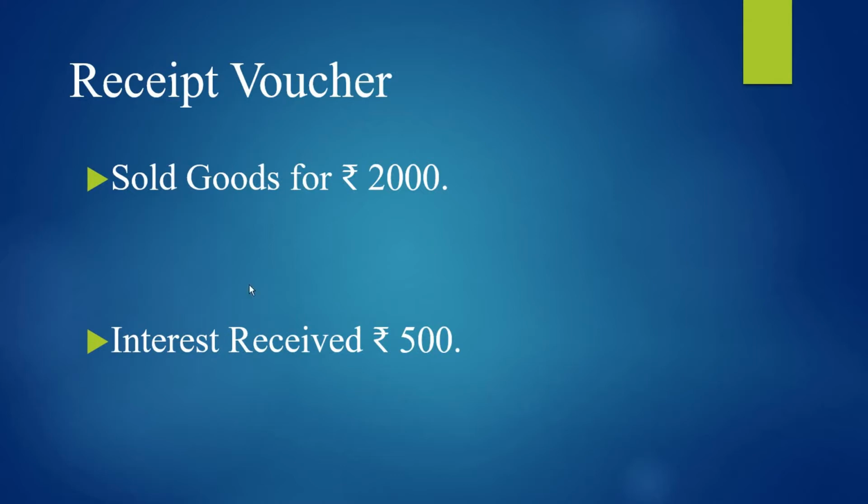In this case, debit will be cash account and credit will be the sales account. Coming to the second transaction, interest received of rupees 500. In this case, think that we are receiving from the bank. In that case, bank account will be debit and credit will be the interest received. Now let's go back to Tally.